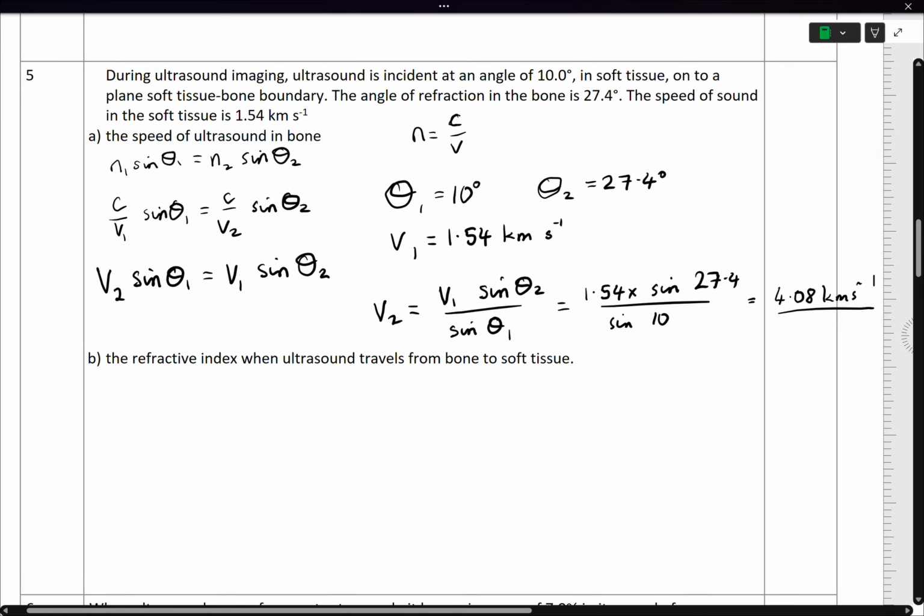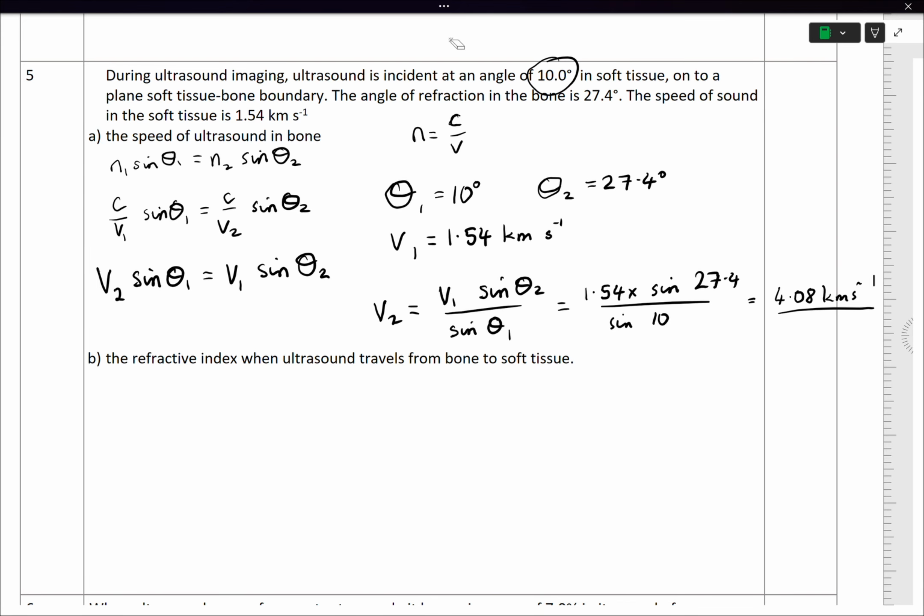This, if we look back at the question, makes sense because this is bent away from the normal as it refracts. Therefore, we should have it speeding up by quite a lot because it's gone from 10 to 27.4, so that increase of speed seems reasonable.